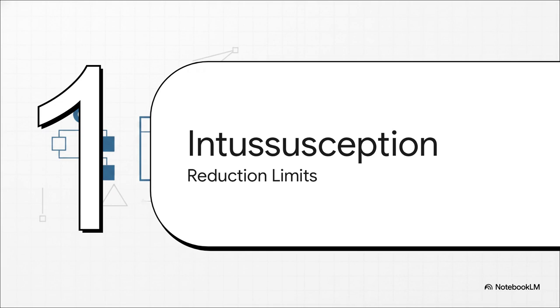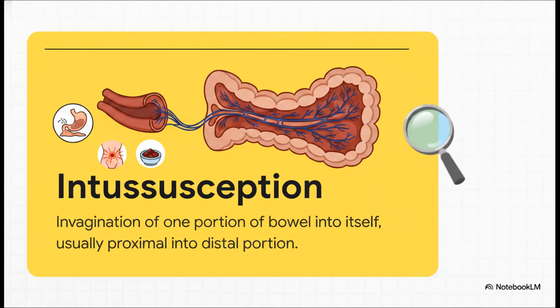Moving right along to Module 2. Intussusception, pathomechanics, and reduction limits. Stepping out of the newborn period, we enter the 6-month to 3-year window where episodic, colicky pain dictates our next branching logic pathway. Intussusception is the telescoping, or invagination, of a proximal bowel segment, the intussusceptum, right into a distal segment, the intussuscipiens. We typically see this happening proximal to the ileocecal valve.